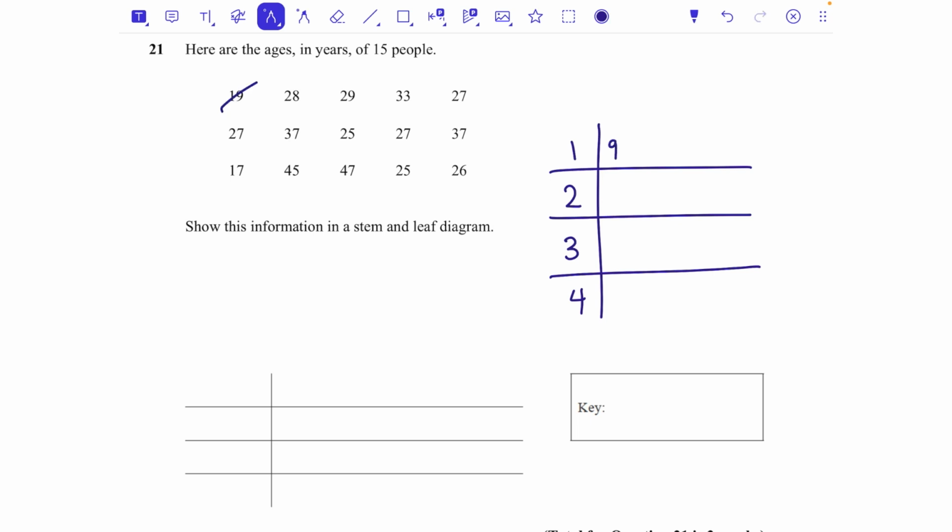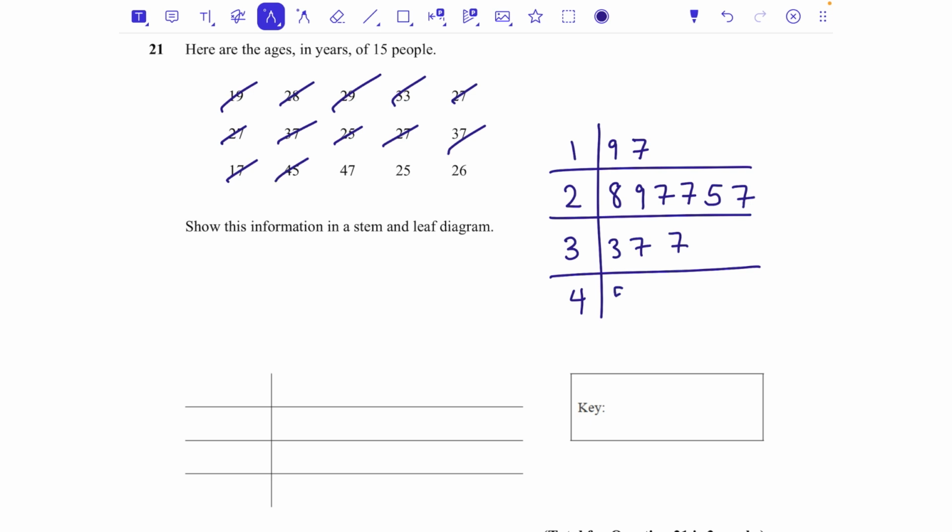Now, first thing I'm going to do is put them in the stem and leaf diagram, not in order. I find this easier. It means that you don't miss any. If I just go through these and make sure I put them all in the right row. So 27 is another 7 in that 2 row. 37 means another 7 here. 25 goes here. 27 goes here. 37 goes here. 17, so that's a 7 in the ones row. 45 goes here. 47, 25 and 26.